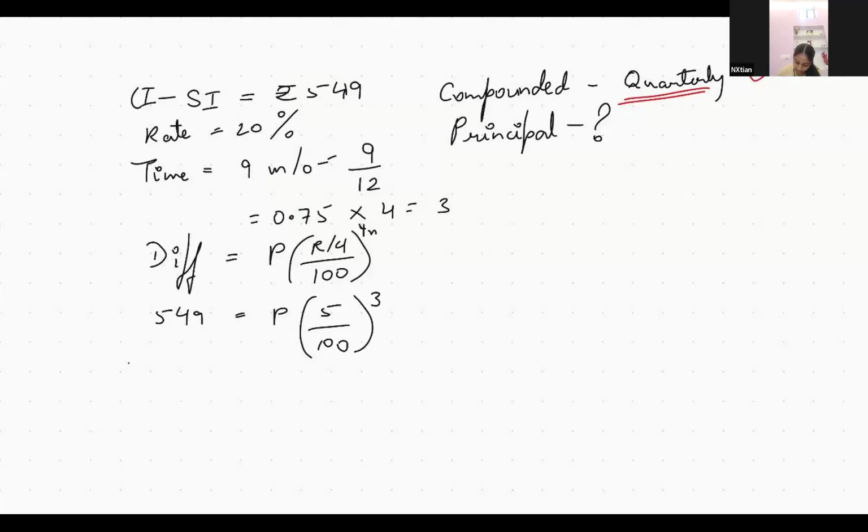Ma'am, will we do this minus 1? 5 by 100, you can write this as 1 by 20. You can cancel it. Ma'am, once we have added the r by 4 by 100 inside the bracket with 1, do we multiply it by itself into 3 and then minus it by 1?